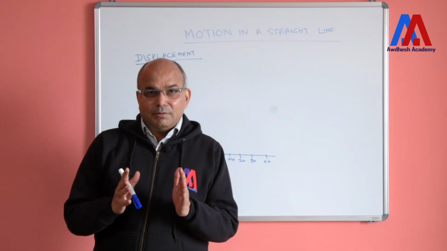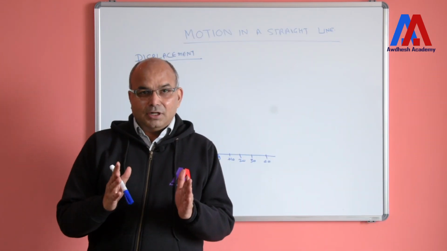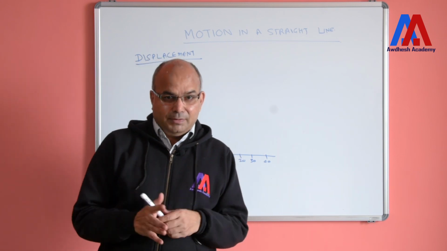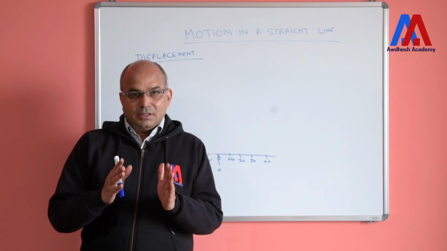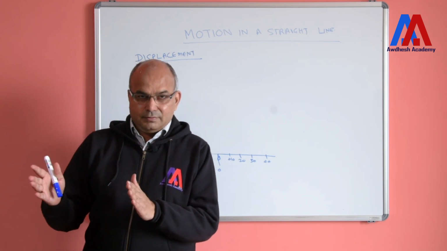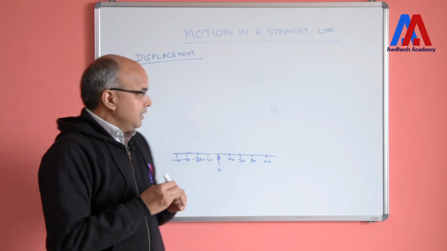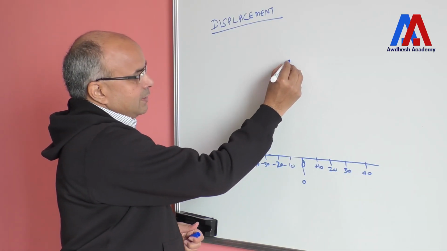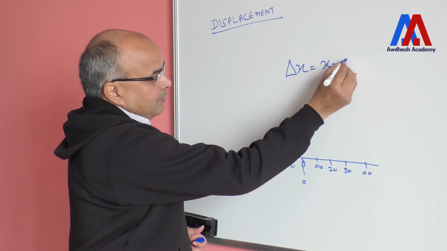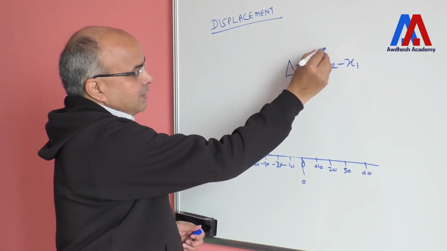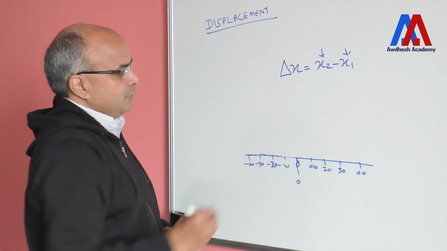So we have already learned about the path length. Now we are going to learn about displacement. What is displacement? Displacement in simple terms means the net change in the position. So in mathematical terms, we can say that delta x, which is displacement, is equal to x2 minus x1. That is the second position minus the first position.